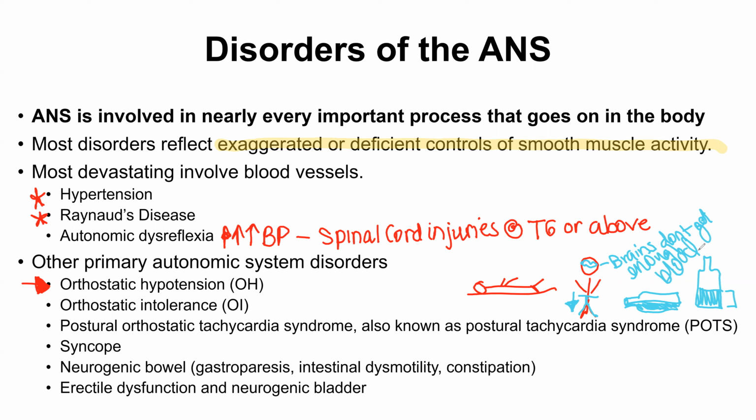This leads to a response by our nervous system saying, contract those muscles, push that blood back up. But for that brief second, the brain doesn't have enough blood. And that leads to what's called orthostatic, which means standing, hypotension, drop in blood pressure. So sudden drop in blood pressure when you stand up.